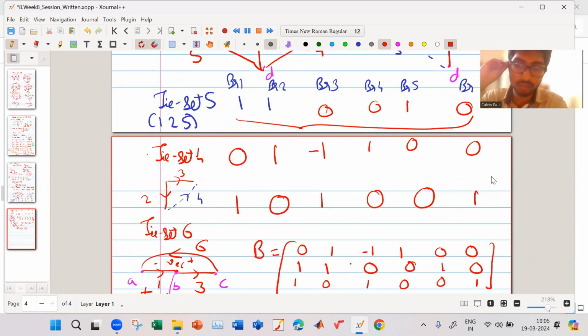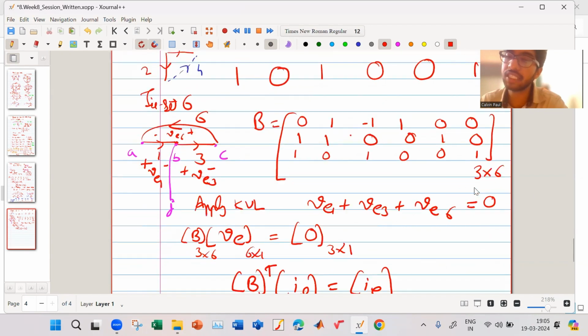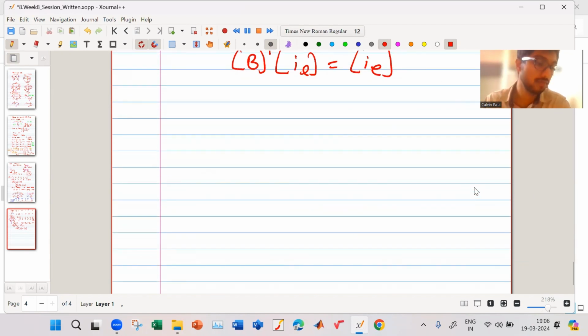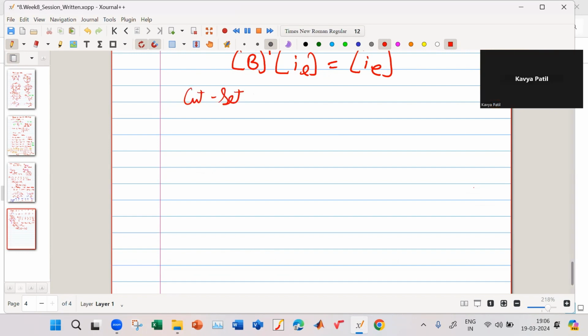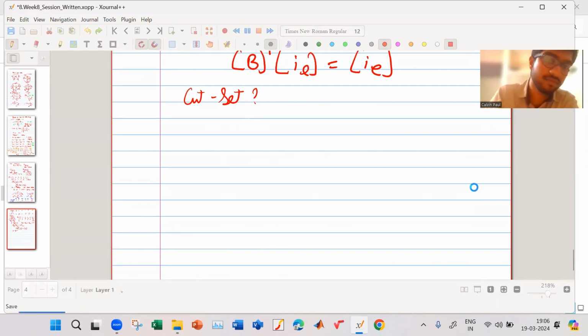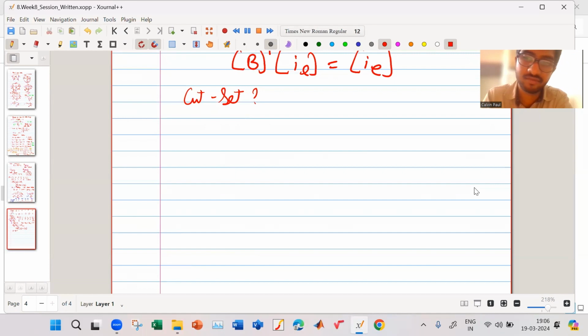So now, what is next after tie set? Who will tell me? You studied tie set. Next, did you guys study cut set? Yes, sir. Okay, what is a cut set? Try to cut the total circuit in two halves.